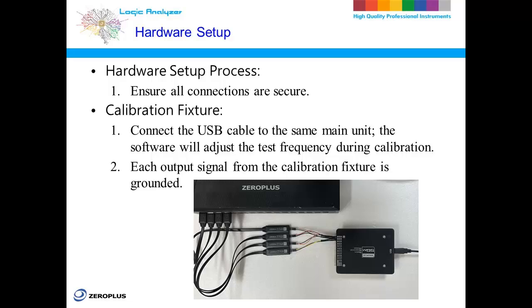Before you begin hardware setup, make sure all connections are secure, and use the calibration fixture to adjust the test frequency and ensure measurement accuracy. Each output signal from the calibration fixture must be grounded to reduce interference and guarantee stable measurement results. By following these steps, you'll be able to achieve precise measurement outcomes.